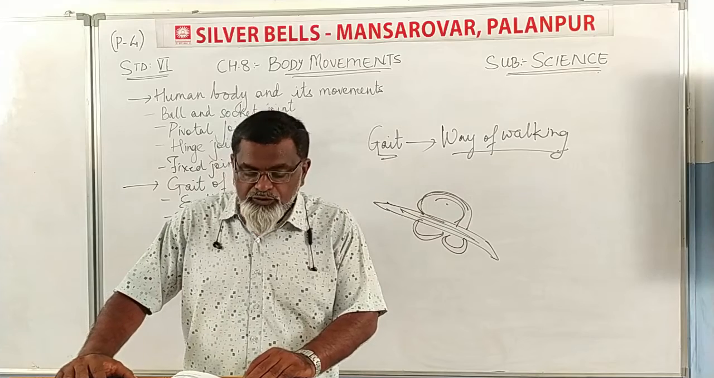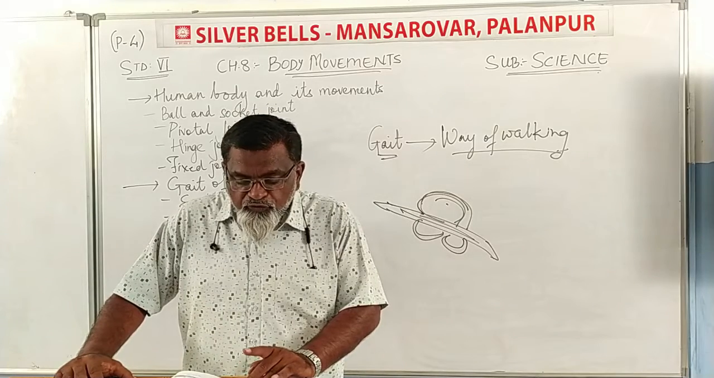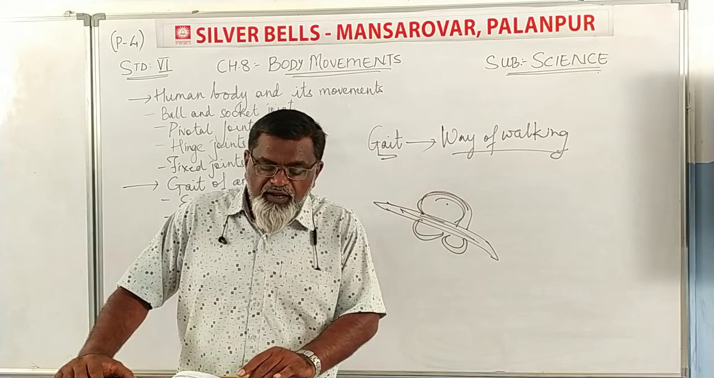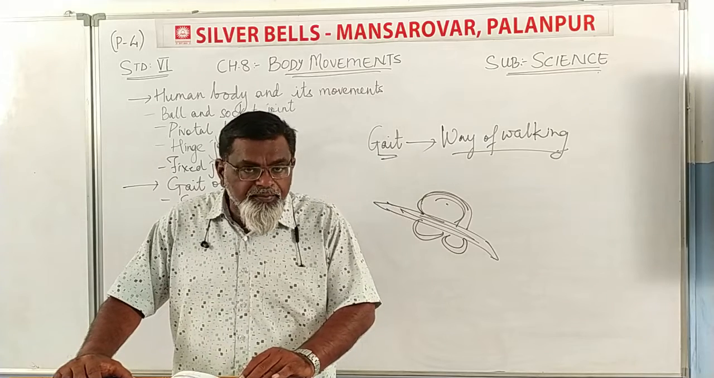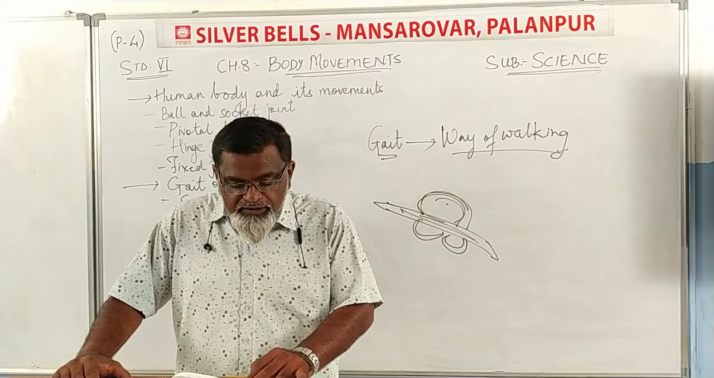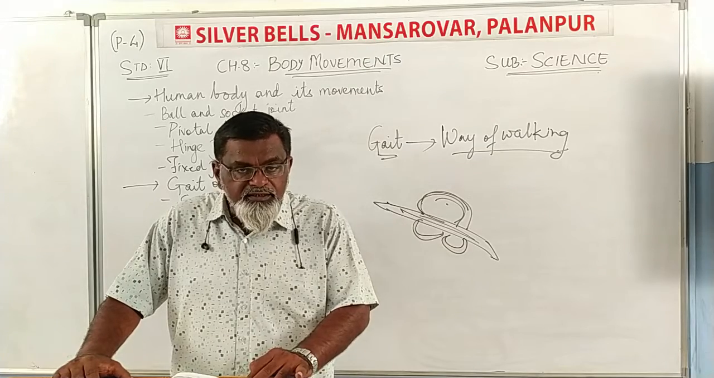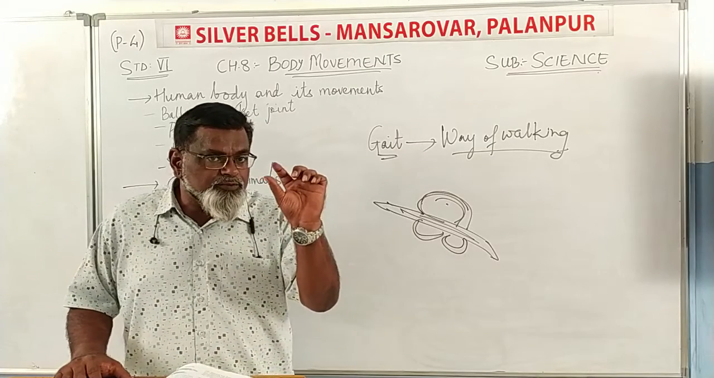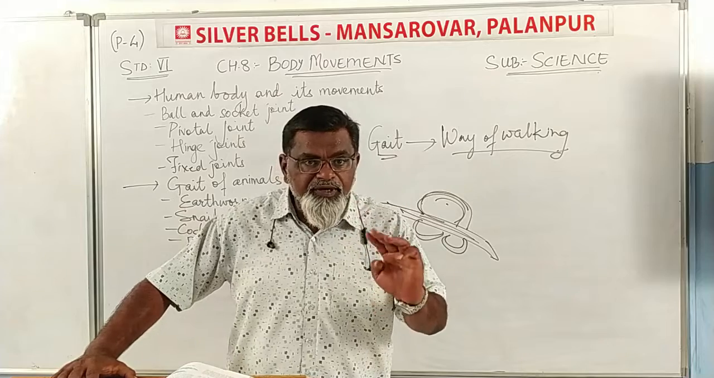Now the third one, we are going to study the movement in cockroach, in insects. So observe a cockroach. Cockroaches walk and climb as well as fly in the air. They have 3 pairs of legs. These help in walking. The body is covered with a hard outer skeleton.